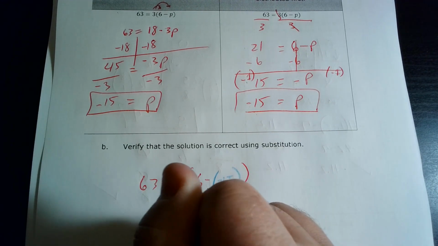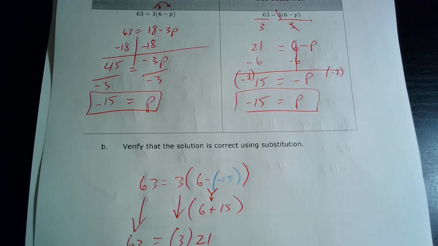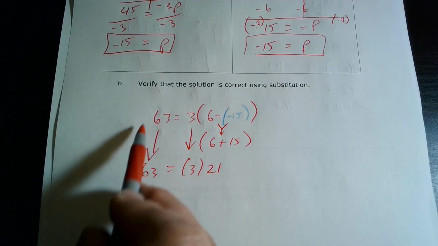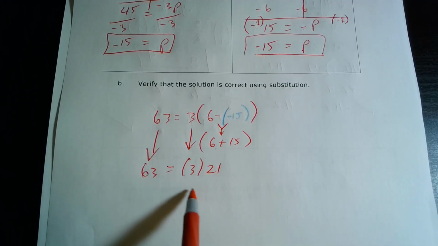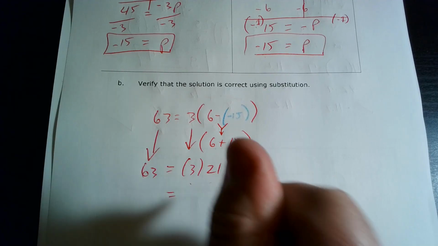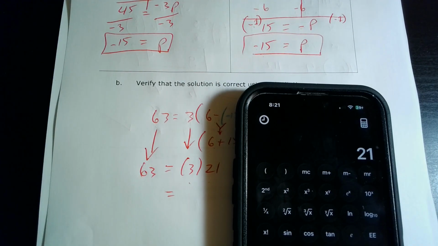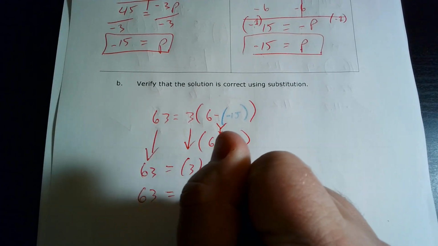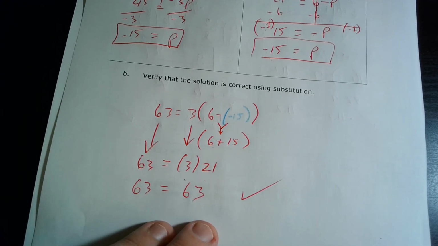The 3, we haven't touched it, it comes down. 63 hasn't been touched, it comes down. Oops, sorry, off the screen again, my bad. 3 comes down, 63 comes down. Two negatives make a positive. So now we have 3 times 21 equals 63. I'm sure you already know this by now, but 21 times 3 equals 63. So that means we have 63 here, and we have a check mark. So we're good to go.